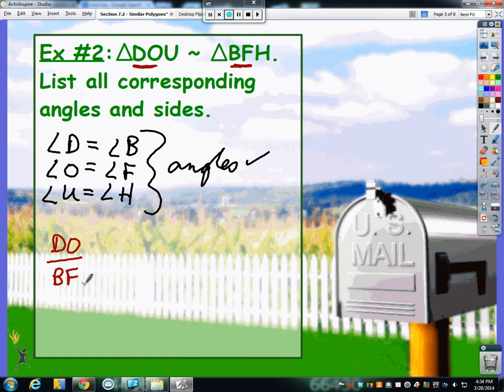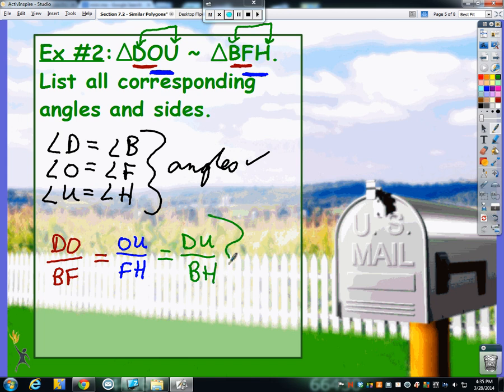Okay, so DO over BF would be equal to, now let me grab a different color. Let's say I do the second and the third letters, OU with FH. So OU over FH. And then let me grab one more different color. And then I'd have to pick first and last letter with first and last letter. So side DU would be in the same ratio as BH. And so there's me listing out all the sides, all the corresponding sides. And by corresponding, again, remember we meant matching, that they matched up. So that's all I do for example 2.